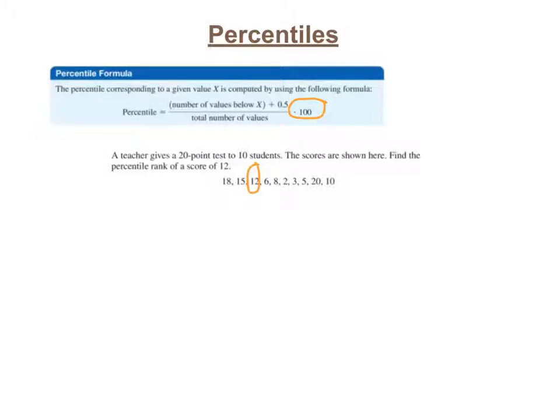So let's take a look at a quick example. Our teacher gives a 10-point test to 10 students. Scores are shown on here. Find the percentile rank for the number 12. Our first step is we have to order these, just like any ranking, when you find the median, which is the 50th percentile. Same thing, so I have to order them first: 2, 3, 5, 6, 8, 10, 12, 15, 18, 20. That's our 10 people: 1, 2, 3, 4, 5, 6, 7, 8, 9, 10. There we go. And we are looking for 12.